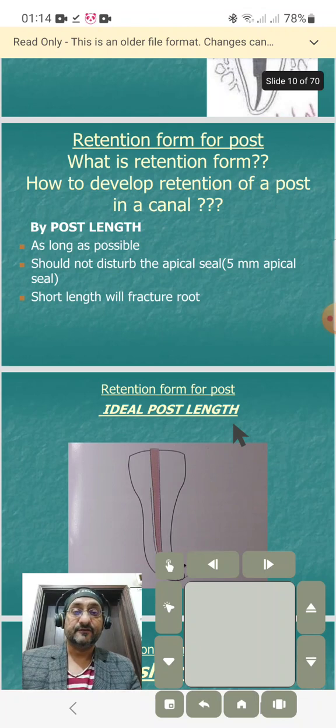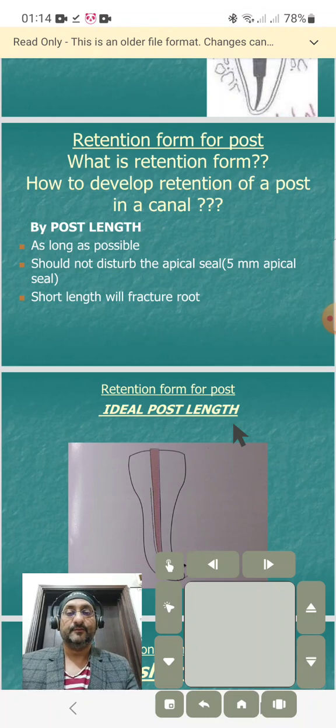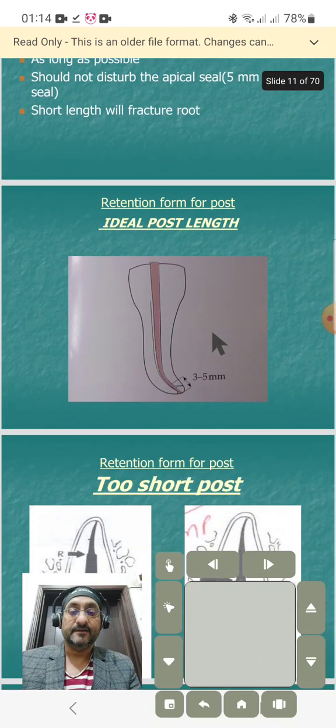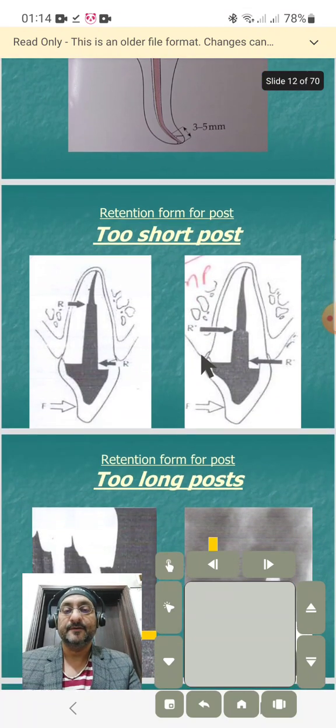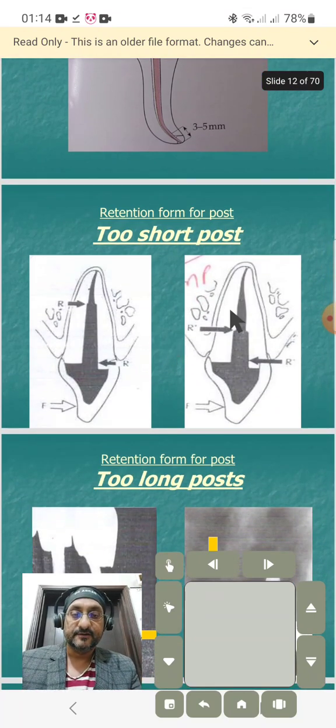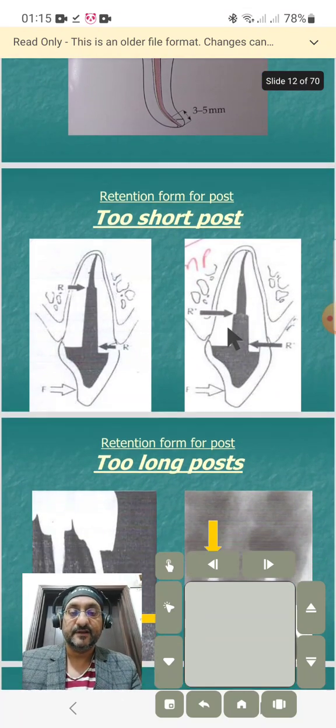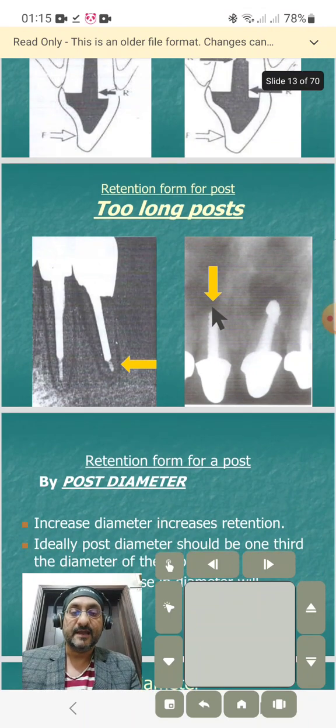So the retention form of the post, how do we attain retention form? The post length should be as long as possible, but should not disturb the apical seal. A short length of the post might fracture the root. So the ideal post length should be like this. So 3 millimeter to 5 millimeter of gutta-percha should be there. Too short posts basically can cause fracture as well. Too long posts will compromise the apical seal.